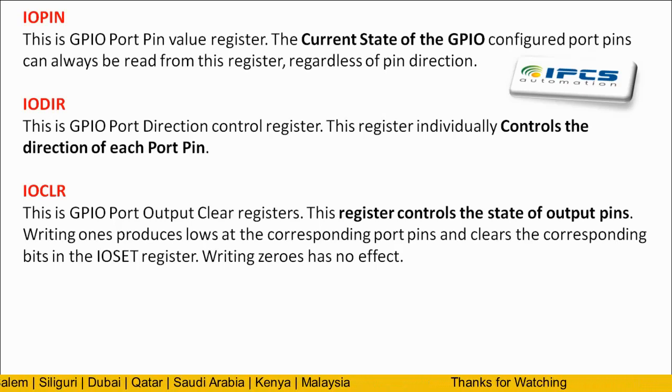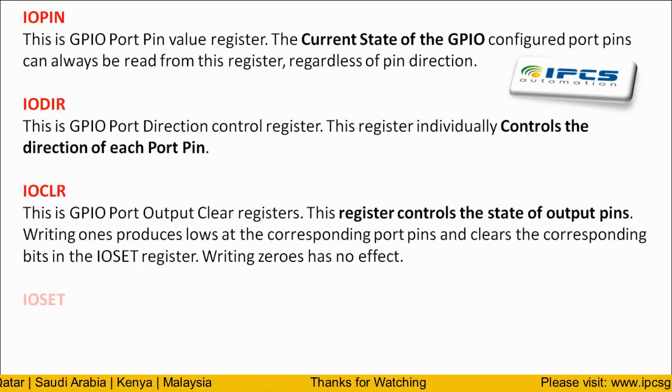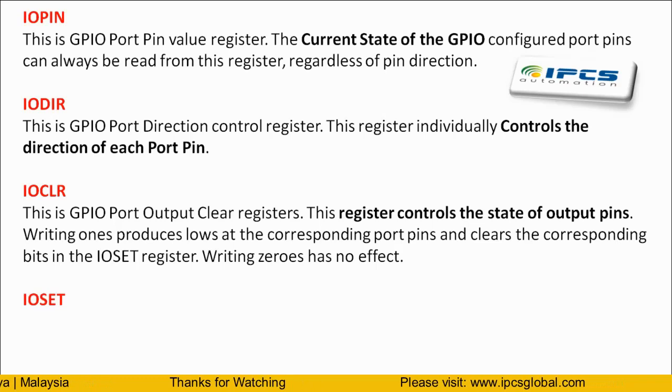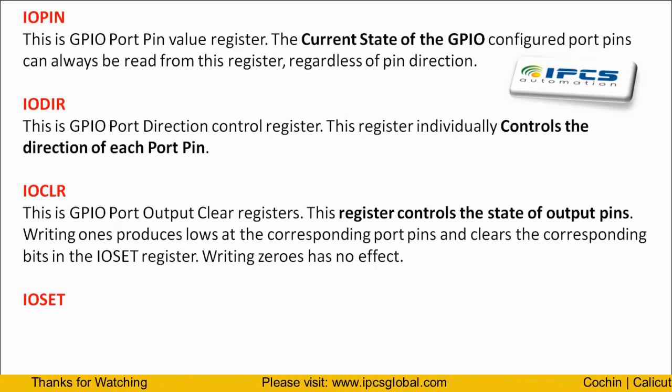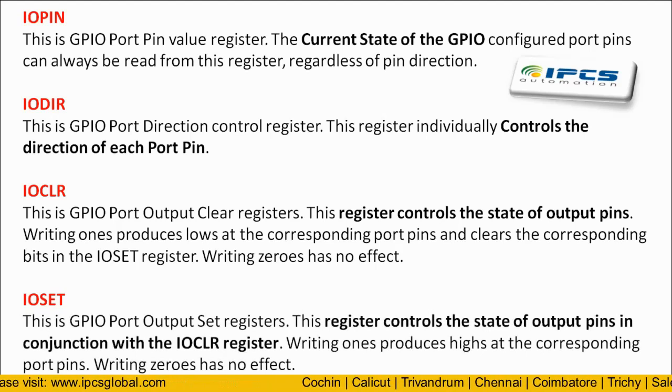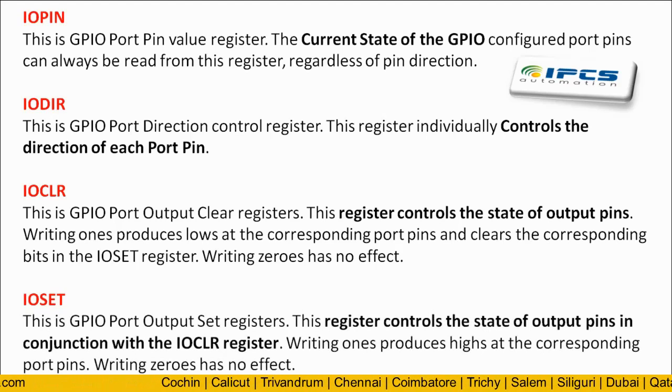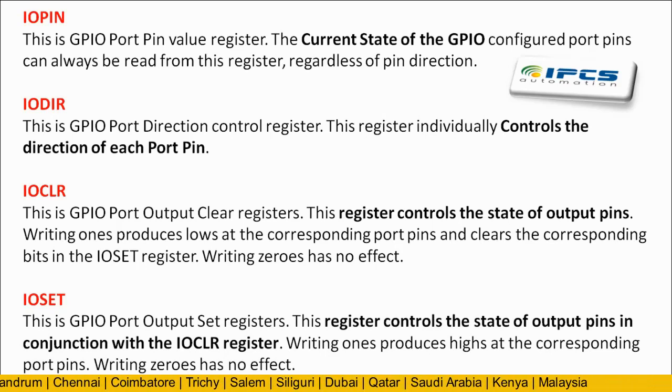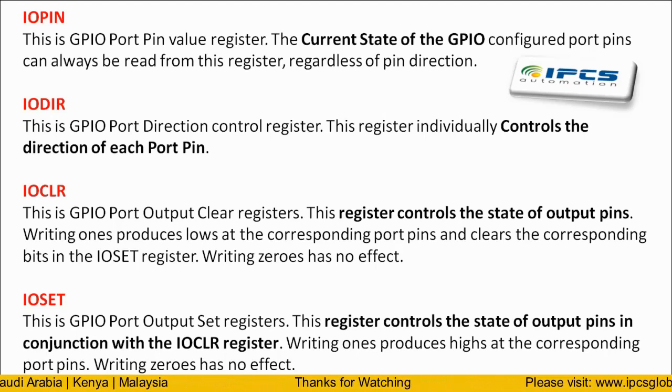effect. IOSET. This is the GPIO port output set register. This register controls the state of output pins in conjunction with the IOCLR register. Writing 1s produces highs at the corresponding port pins. Writing 0s has no effect. These are the set of registers used to configure I/O pins. Now let's move to individual registers in depth.